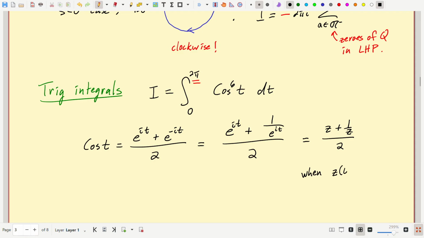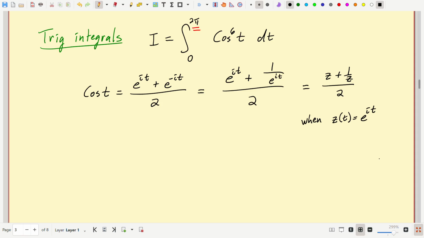z of t is e to the it. So we'll parameterize the unit circle. I'll have the unit circle parametrized by z of t equals e to the it. And then, of course, z prime of t is important to note. We've done this before. It's i e to the it, and the dz is i e to the it dt.